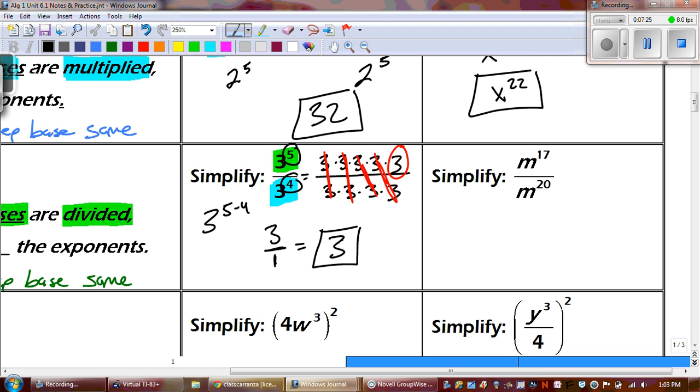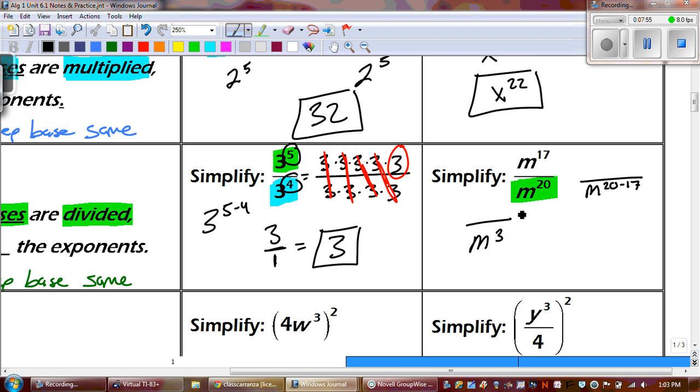Okay, so the way we're doing this is, look at our next example. We're not going to write down all those m's. I want to know, are there more on the top or are there more on the bottom? Who wins, the top or the bottom? Well, the bottom wins. Okay, so I know that my answer is going to be on the bottom, and I want to do 20 minus 17. Well, 20 minus 17 is 3.